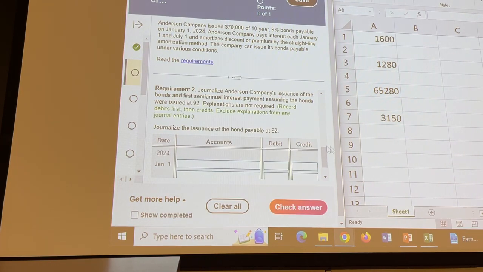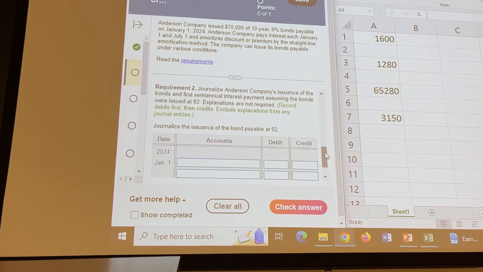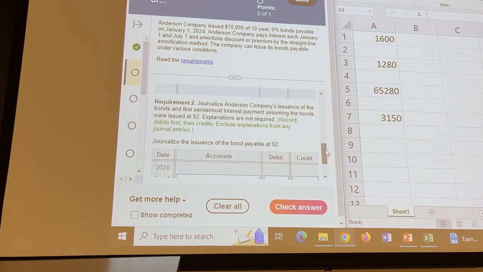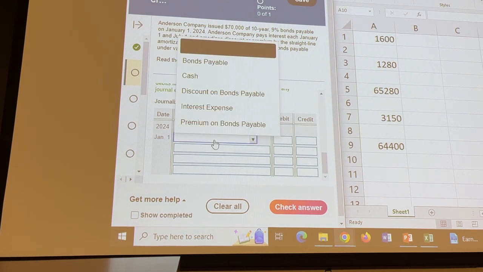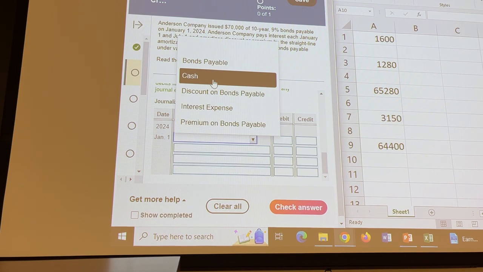Okay, now we're going to assume that the bonds are issued at a price of 92. So notice they don't tell you what the dollar amount is that they take in or what the dollar amount is of the discount. So we have to compute that. So the first thing we would do is take $70,000 times 92%. So that's $64,400. So that's how much cash they'll take in.